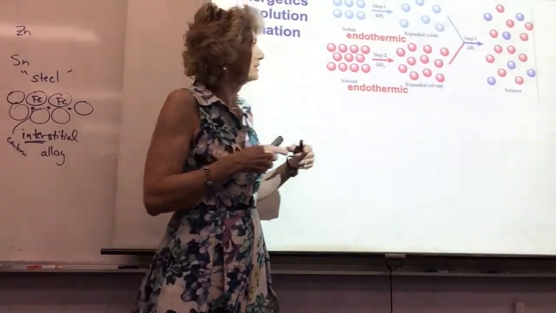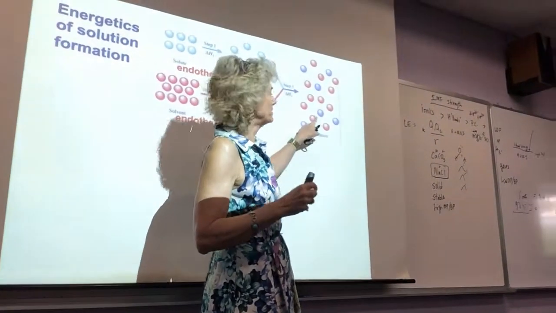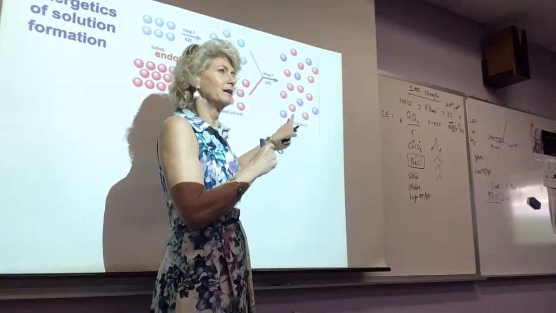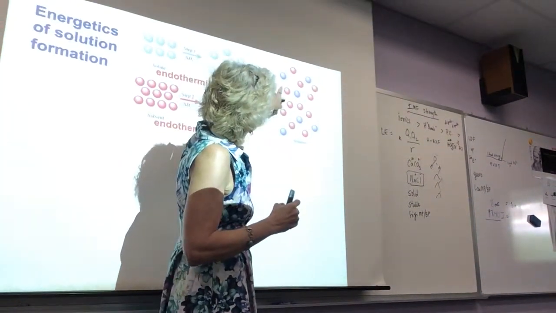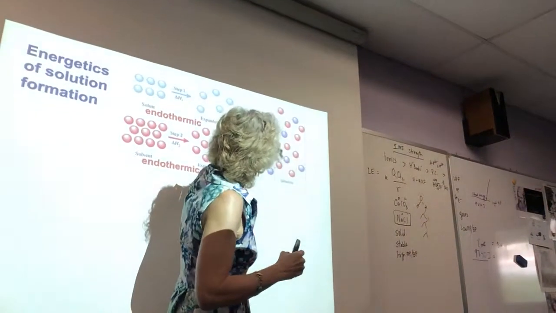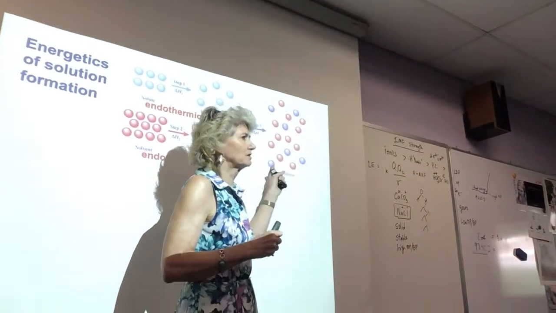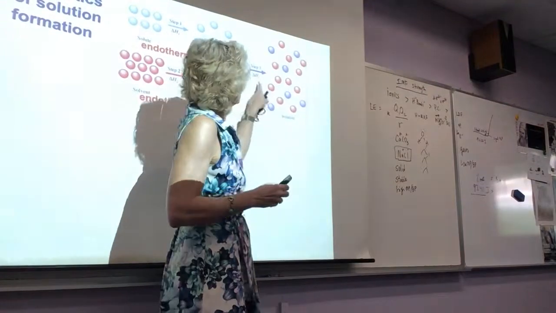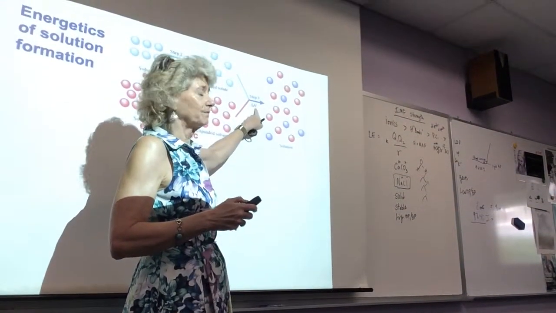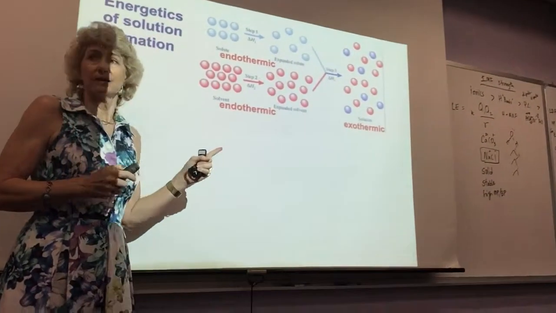But when you put the whole thing together, you put the sugar in the water or the sodium chloride in the water, something like magic happens. You may not recognize it yet. I bet I'll get you there. But look what happens. It's all distributed. All of the particles of the solute are distributed amongst the solvent. This could be positive or negative. In this case, it's exothermic.